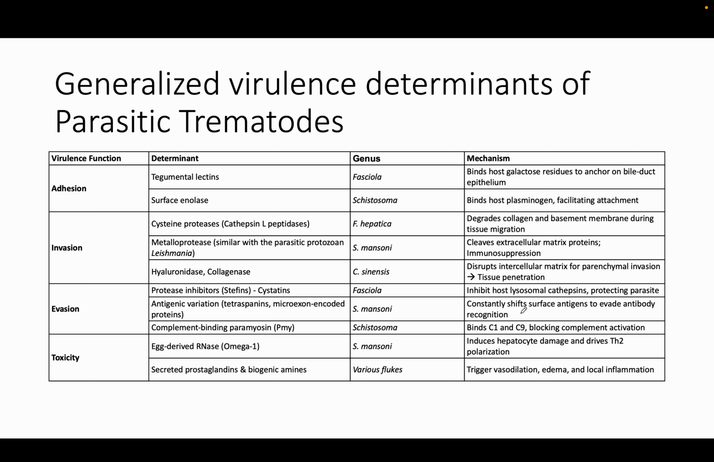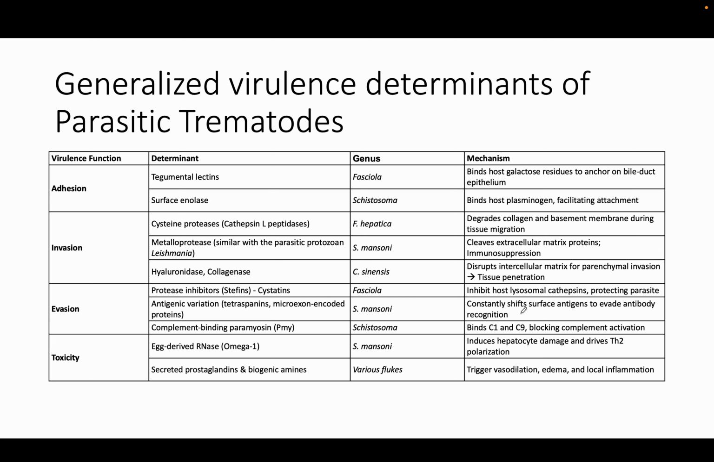Then for invasion, there are a number of enzymes that can be considered virulence determinants. Cysteine proteases, so we have cathepsin L peptidases for the case of Fasciola, which can degrade collagen and the basement membrane of connective tissue, allowing the parasite to explore extra tissue parts of the definitive host where they can stay. Then metalloproteases, a specific example of enzymes allowing for cleaving of extracellular matrix proteins.